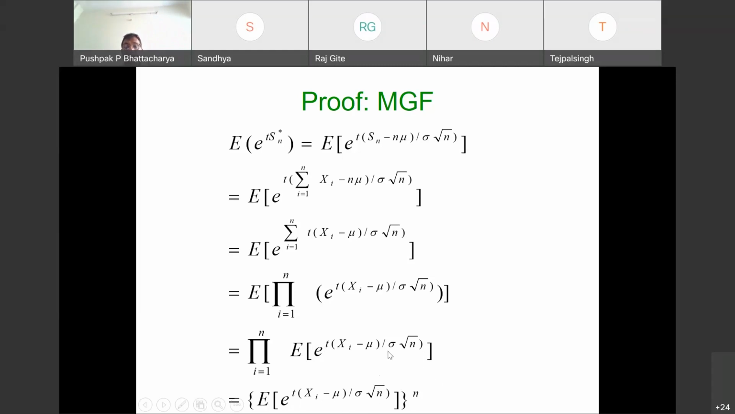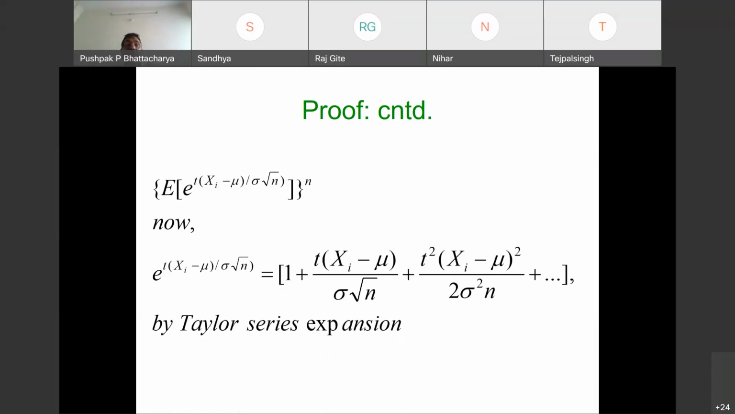So this is the most crucial step in the proof, which requires the property of expectation to be applied. And it doesn't matter which xi we deal with. So now we discuss this quantity: the expectation of e to the power t (xi minus mu) divided by sigma root n, all to the power n.